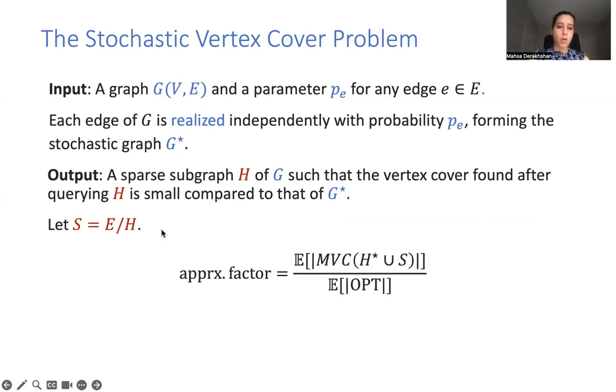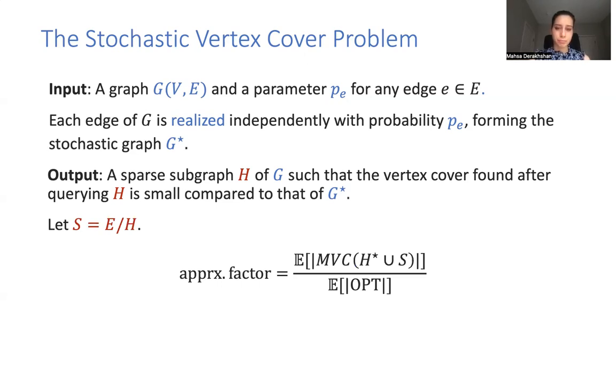What is this minimum vertex cover? It should cover all the edges of H star, which are the edges that we query and see are realized, and all the edges that we don't query. So it is a minimum vertex cover of the queried and realized edges and the edges that are not queried. And the approximation ratio of our algorithm is defined as the expected size of this vertex cover over the expected size of the optimal solution, which is the minimum vertex cover of G star. This itself is a random variable because G star is a random graph.